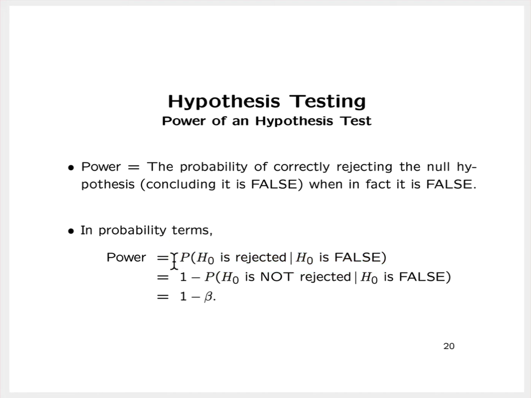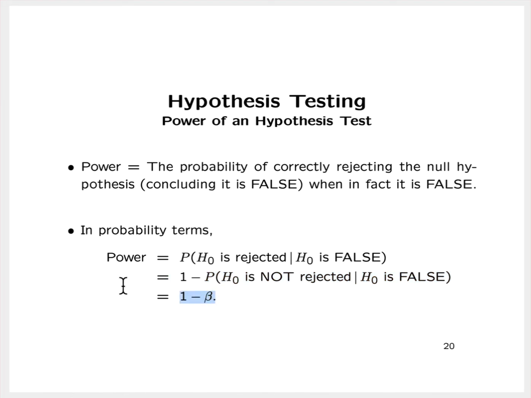And stated as a conditional probability, power is the conditional probability that we will get a hold of a sample that causes us to reject the null hypothesis when in fact the null hypothesis is false and therefore should be rejected. Now by the complement rule, this is equal to 1 minus the probability that the null hypothesis is not rejected when in fact the null hypothesis is false. In other words, it's equal to 1 minus beta.